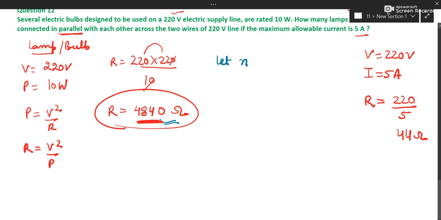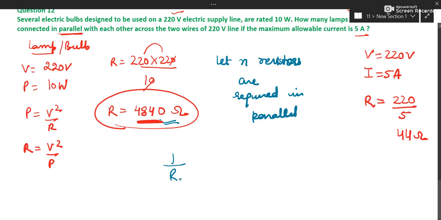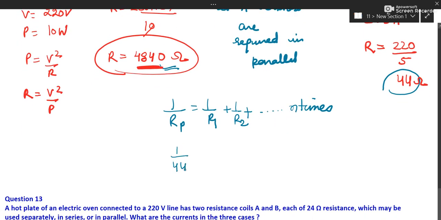Let n resistors be required. Same way, n resistors are required in parallel. So we'll do it that way only. Okay, 1 by R net is equal to 1 by R1 plus 1 by R2 and so on up to n times. Okay, so this is your R net. Same way we will be doing 1 by 44 is equal to 1 by, this is each resistor's value, 4840 plus 1 by 4840 up to how many times? n times.